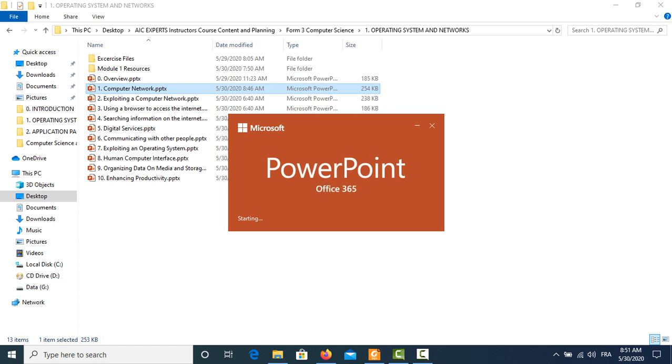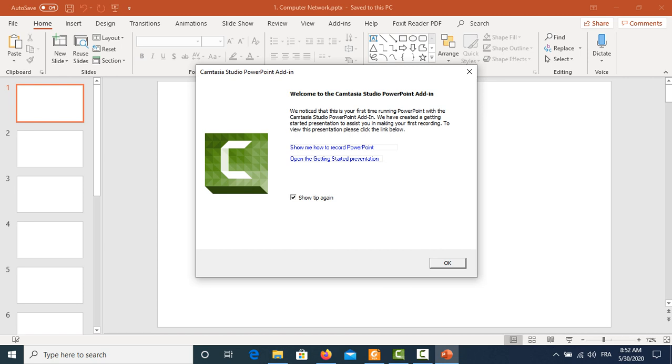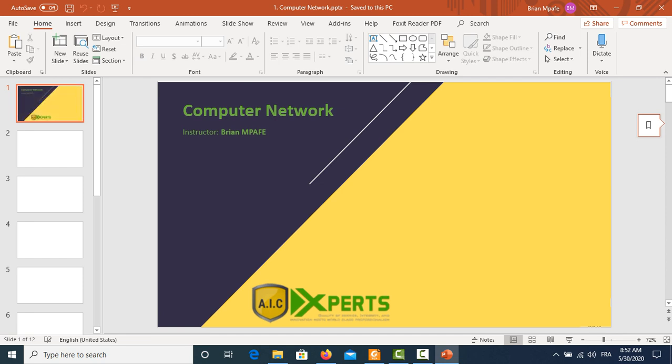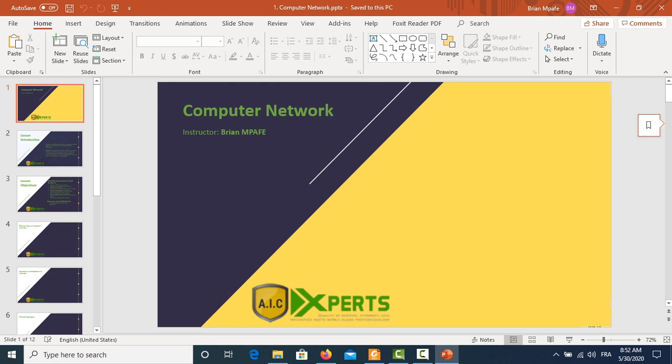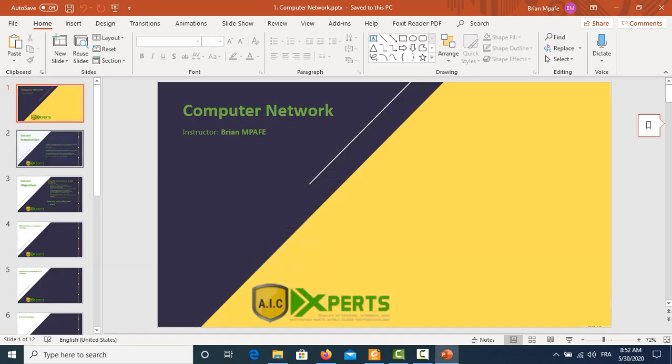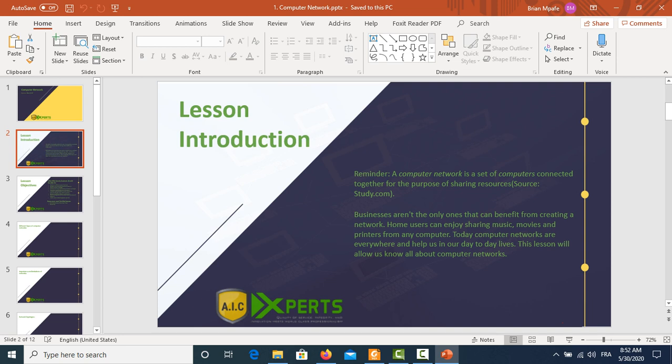Now, I want to take an example of a particular lesson that I just did to demonstrate to you what I've done and how this will be your next step. So, in this particular case, the lesson is called Computer Networks, and this was according to the ministry's breakdown. This was actually to me a very broad lesson, so I divided it into two: computer networks and then exploiting a computer network. So here I have my lesson introduction.